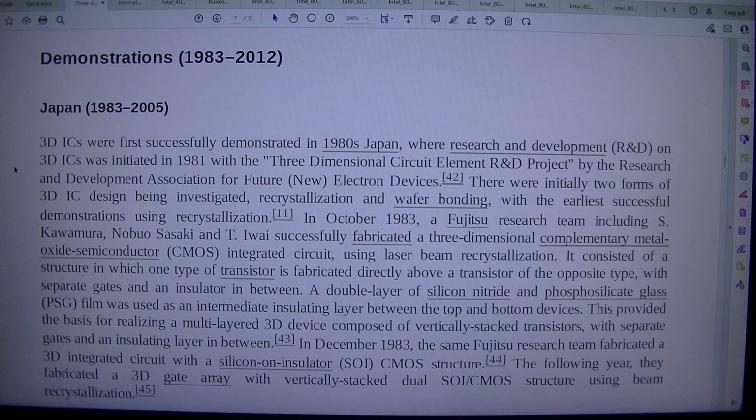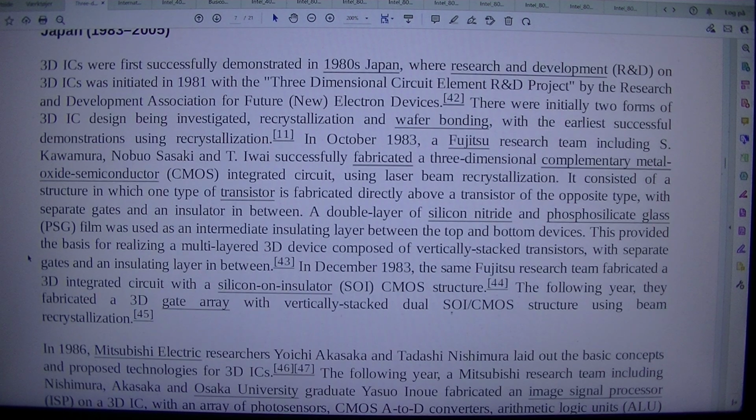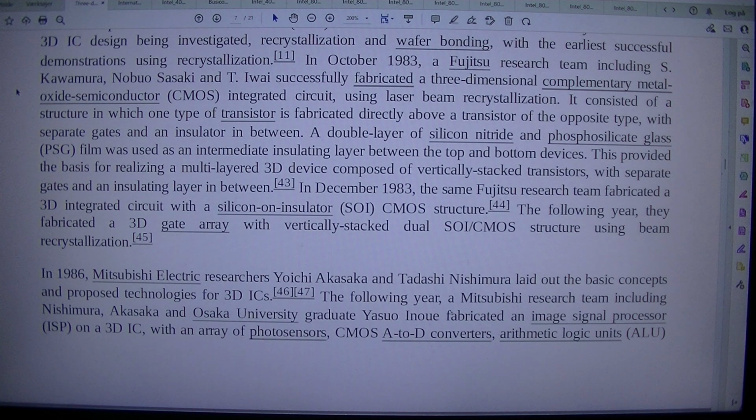There were initially two forms of 3D IC design being investigated, recrystallization and wafer bonding, with the earliest successful demonstrations using recrystallization. In October 1983, a Fujitsu research team including S. Kawamura, Nobuo Sasaki and T. Iizuka successfully fabricated a three-dimensional complementary metal oxide semiconductor, CMOS, integrated circuit, using laser beam recrystallization. It consisted of a structure in which one type of transistor is fabricated directly above a transistor of the opposite type, with separate gates and an insulator in between.